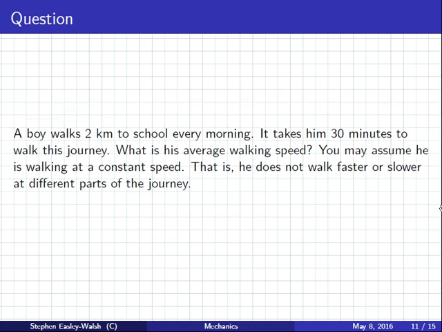Okay, here's just a very quick question to practice using the triangle. So I'll just give you like 30 seconds to do this one. A boy walks 2 kilometers to school every morning. It takes him 30 minutes to walk this journey. What is his average walking speed? So what's his speed? And you may assume it's constant speed. That is, no acceleration. Okay, so just use the distance speed time triangle. So we want speed, so what's the formula? Distance over time. So calculate, please. And I want the answer in meters per second.